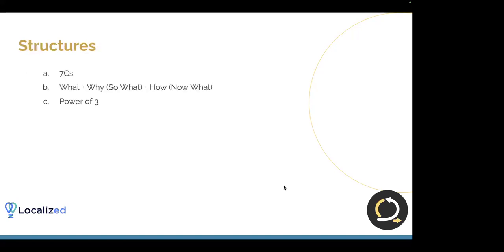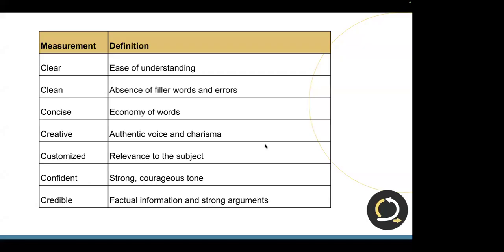So now, if we can start with the structures, our structures for today are all about 7 C's, what, why, how, and the power of 3. These are the methods and the techniques that we'll use in our communication in the CV, the frameworks. If we start with the 7 C's, they are 7 elements we use to craft the art of communication. We use them in verbal and written communication. So here in the CV, we use them in the written communication.